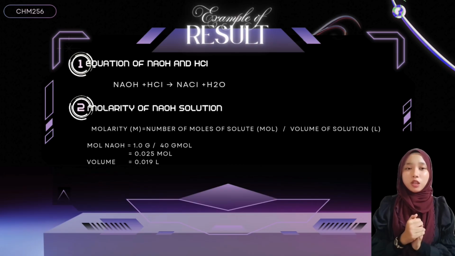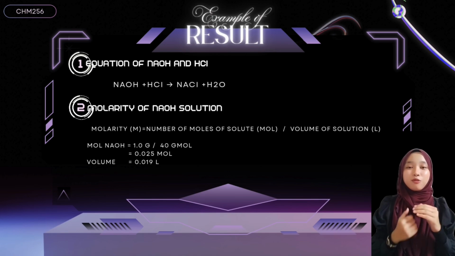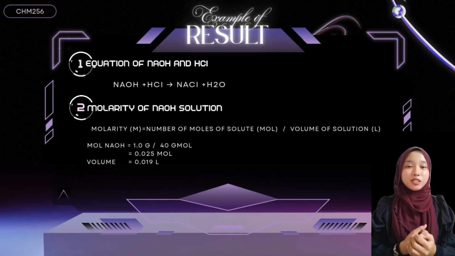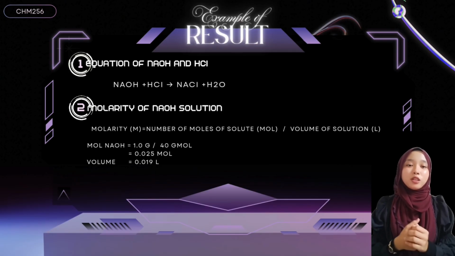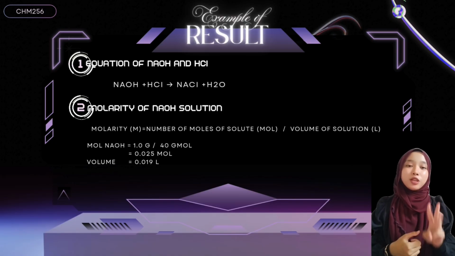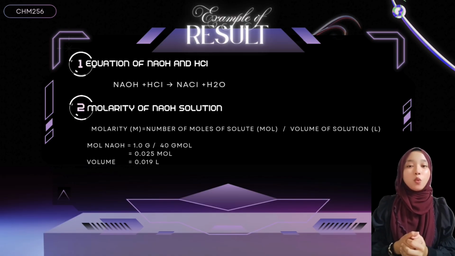To calculate the molarity, we use the formula molarity equals moles divided by volume. So, we plug in the values, 0.025 moles divided by 0.019 liters, so we get 1.32 molar, and that gives us the final molarity of the NaOH solution, which is 1.32.